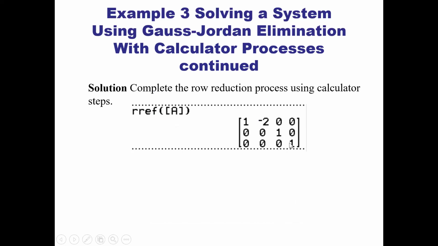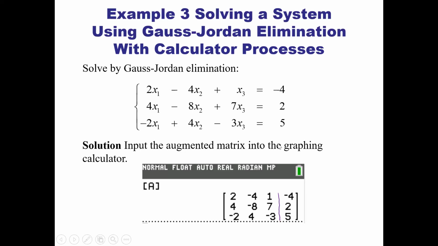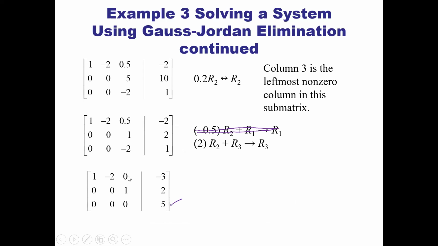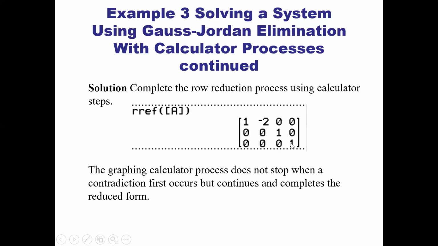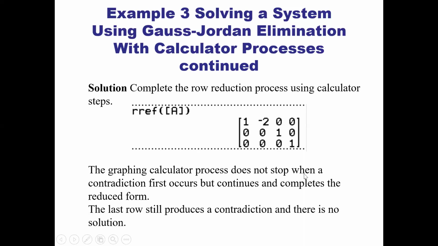And it gives us this. Now it gives us that 0 up here, and that's why they wanted to put a 0 here so it matched what you get when you do the row reduced echelon form. But you don't have to, because once you get to the point where you get all zeros and then equals 1, then we know that that's a false statement, and so it's no solution. So basically, what it's saying is your graphing calculator doesn't stop when a contradiction first occurs, but continues and completes the reduced form. Hence, it matched what they showed before. All right, so the last row still produces that contradiction and no solution. All right, let's stop there and we'll come back for some more.